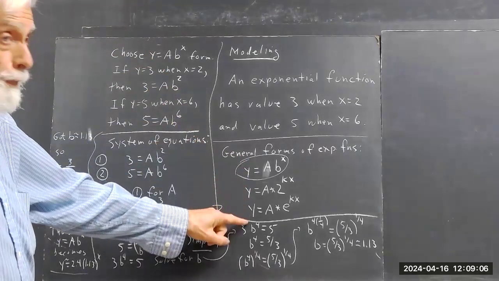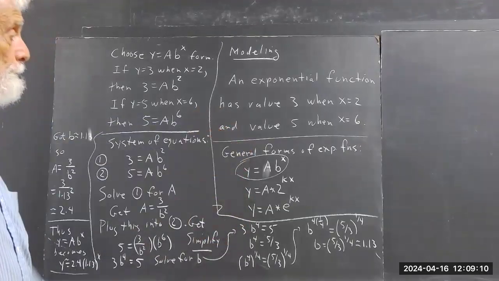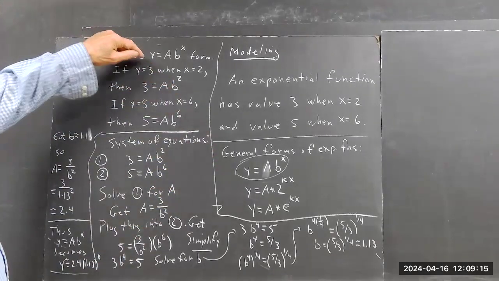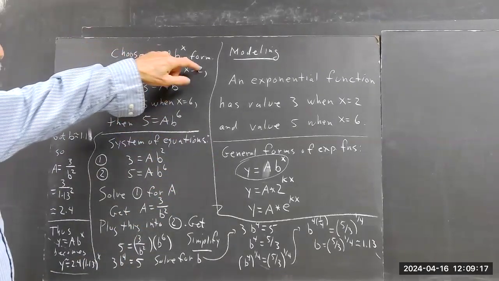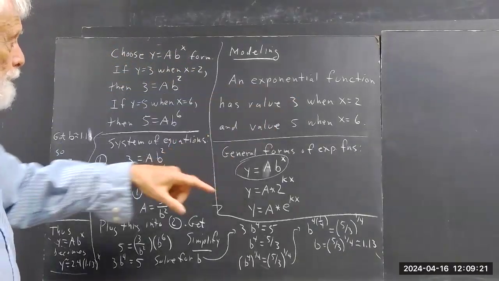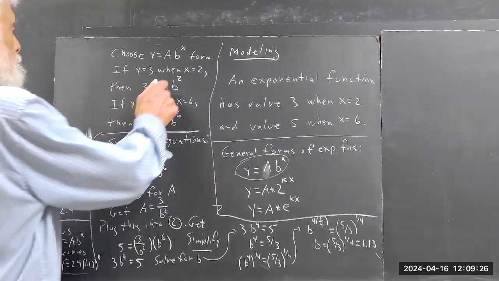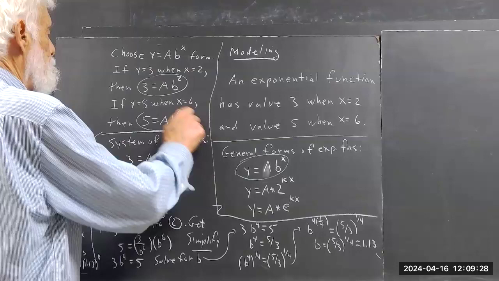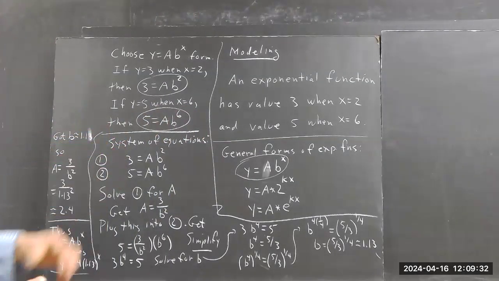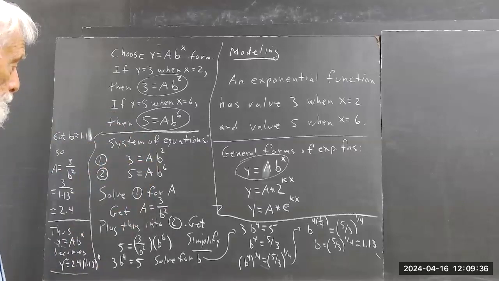Any one of these could be the form of an exponential function. We could pick any one. We could pick this one. And we plug our x and y values in. Each set of x, y values gives us an equation. So we get this equation, we get this equation. These two equations in two unknowns, we can solve to get the values of a and b.